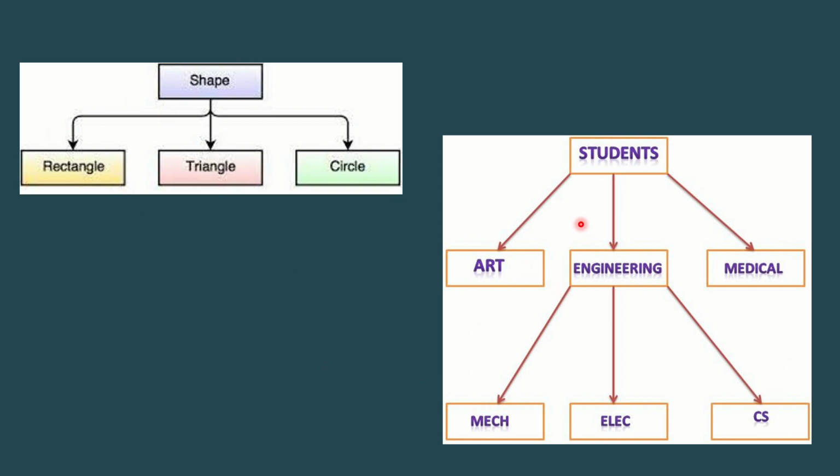This is another example of the same thing, where the main class is students. Under that, I will categorize students as art students, engineering students, and medical students. Okay. So under this category, engineering can be divided as mechanical, electrical, and computer science students. Right. This is also a tree that is known as hierarchical inheritance. These derived classes have been derived from the class engineering, and engineering has derived properties from its main class student. This is known as hierarchical inheritance.